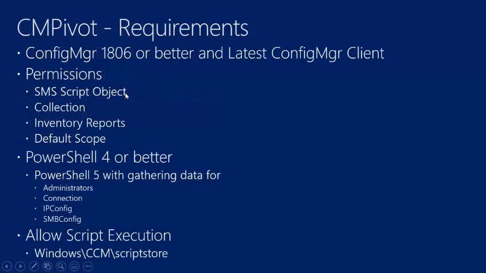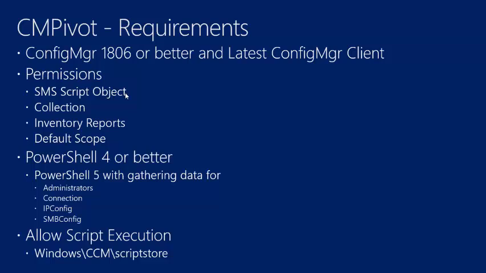What are the requirements then of CMPivot, right? ConfigMgr 1806, that's where CMPivot was first introduced. It definitely gets better in 1810, and then if you have a CAS, it gets even better in 1902. When you are on a certain version of a site, you want your clients to be at that same version, because otherwise they will not be able to match the capabilities of CMPivot at the site level. You'll see that as we get into some of the history and so forth.